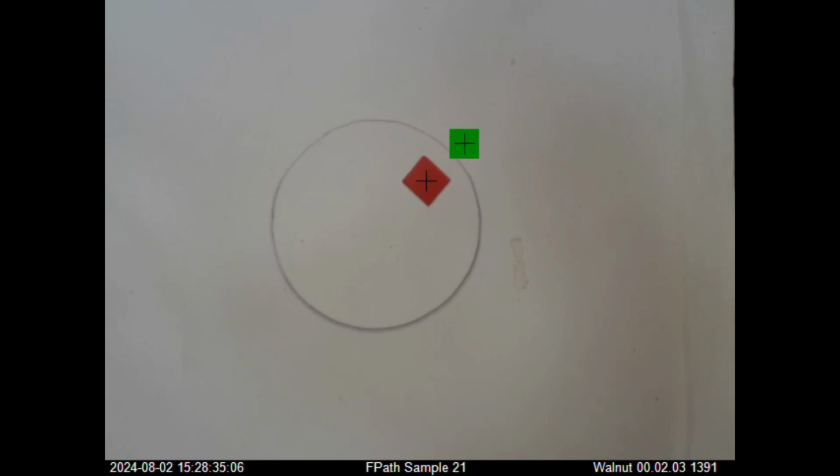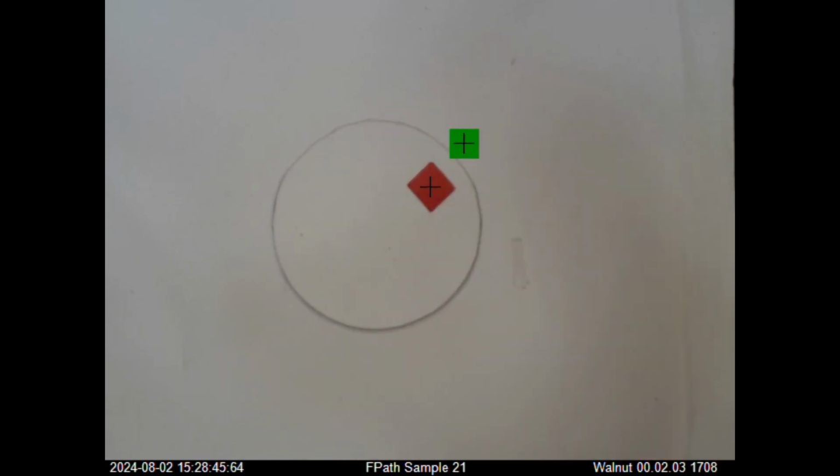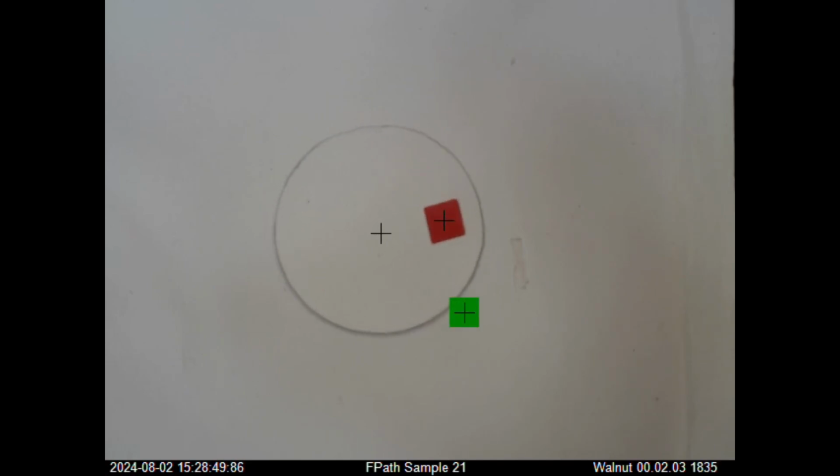You can see quite clearly that the green square does not actually exist if I move a pencil underneath it. You can see that it's really just being injected into the webcam stream. You can move the square around and the red square will chase it.